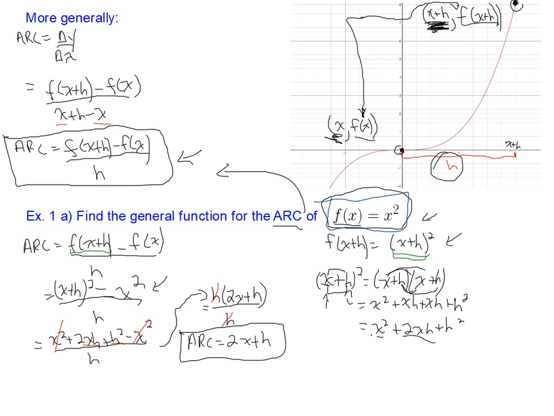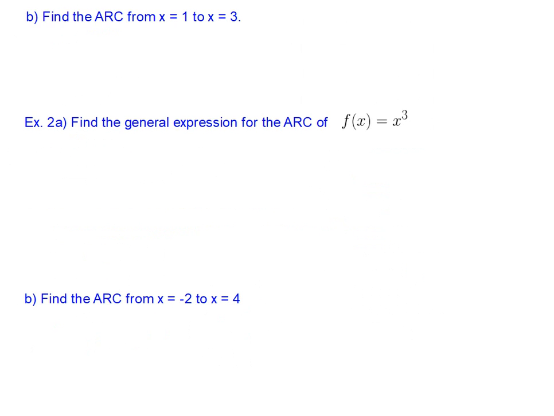What this means is that now we can find the average rate of change between any 2 points just knowing the x value that we want to start at and the h value, the difference between the two x values. We'll do an example of that so you can see what that looks like. So, find the average rate of change from x equals 1 to x equals 3. Just a reminder, we had the expression here. I should have written it on the top. The average rate of change here was equal to 2x plus h.